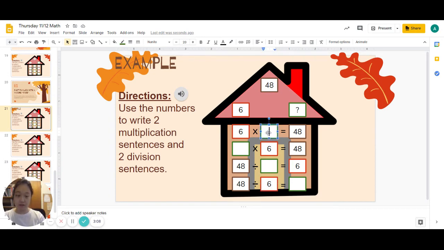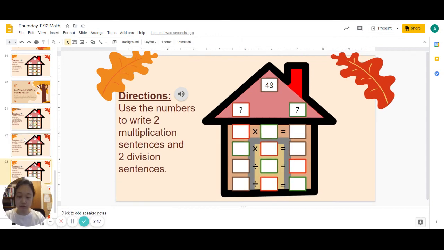I can put the question mark as my second factor or my first factor. This is called the missing factor problem because one of the factors is missing. One of the factors has a question mark. In a division sentence, I can put my missing number after the division sign, which makes it a missing divisor problem, or I can put the question mark after the equal sign, which then makes it a missing quotient problem.